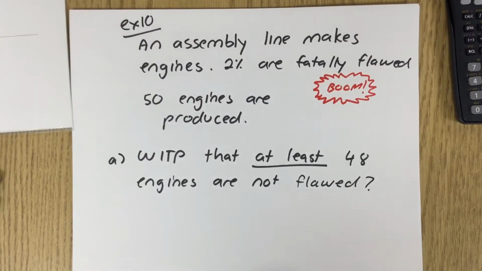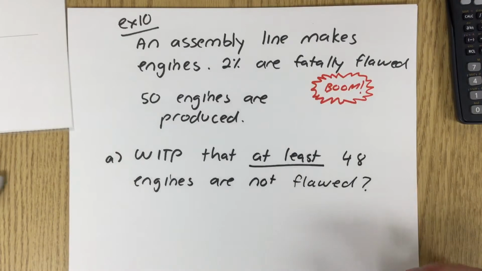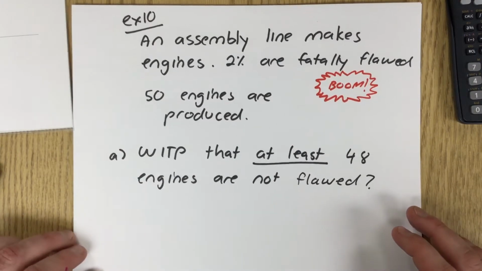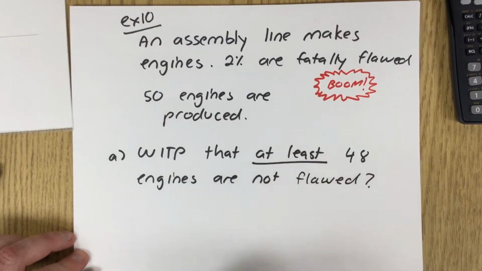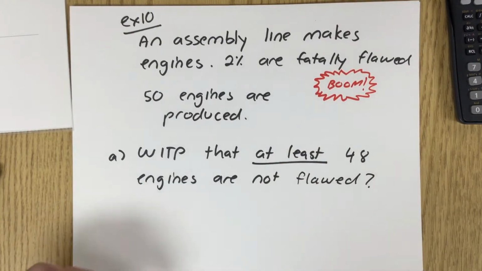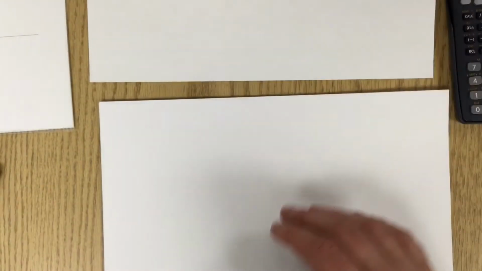So what we have here: an assembly line makes engines. 2% of them are fatally flawed, so they go boom, they explode. And 50 engines are produced. And so the question is, what is the probability that at least, and that means something of course, 48 engines are not flawed? I definitely do not have enough space for that.